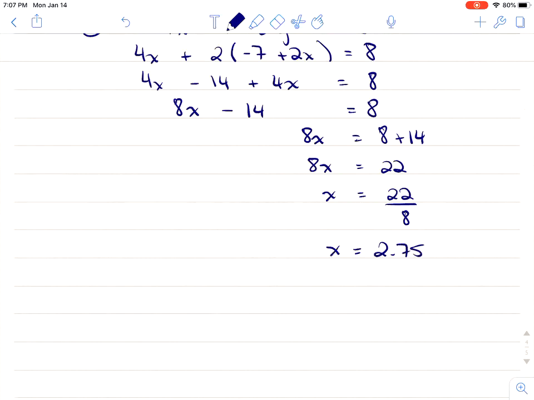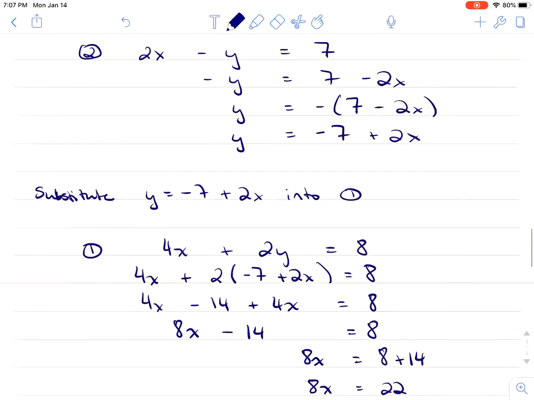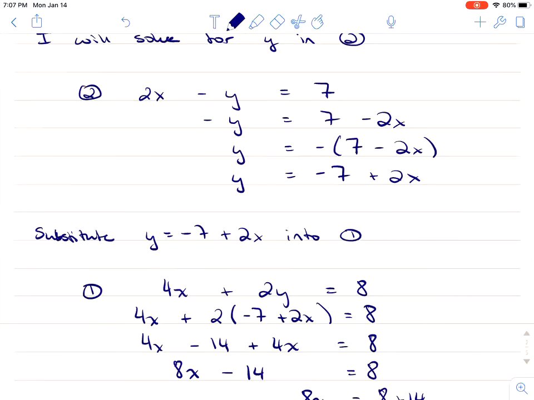So now we know that x has to be 2.75. But we also found earlier that y is -7 plus 2x, whatever x is. Now we know x, so now we can substitute it back in here, or any other of the equations that we were given. They should all be true if this is a solution.